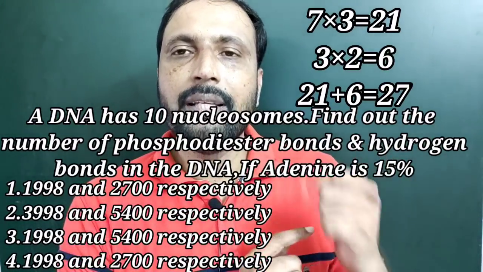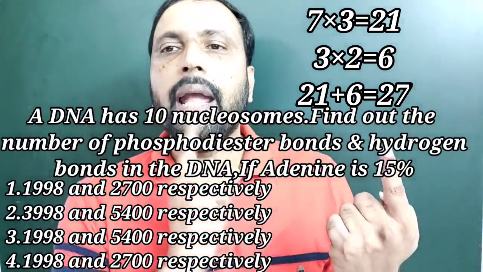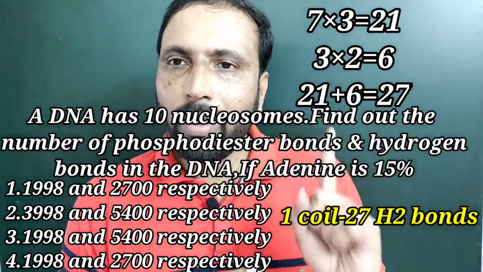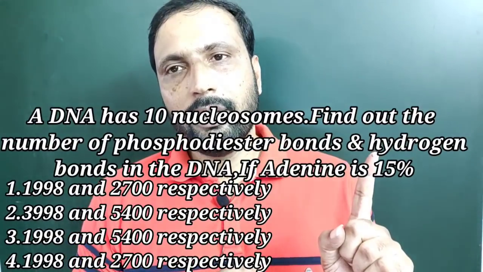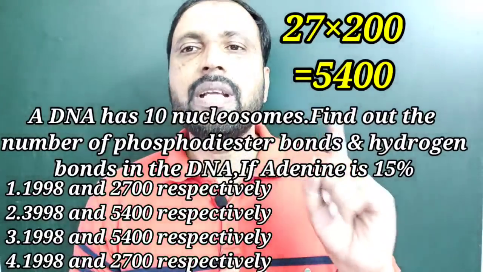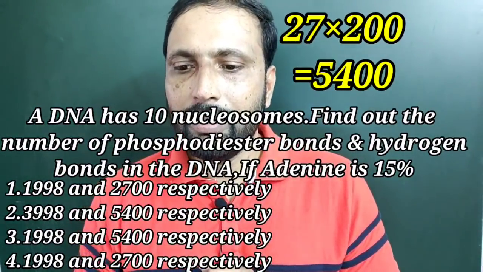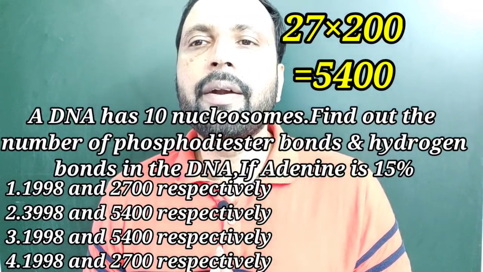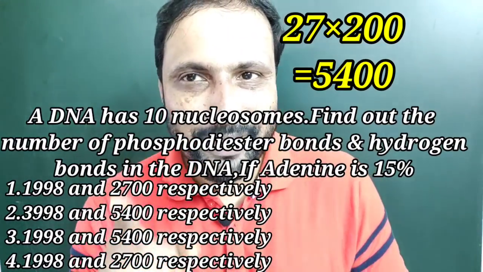6 plus 21 is equal to 27. In one coil, 27 hydrogen bonds are there. 27 into 200 coils means how many hydrogen bonds are present? 5400 hydrogen bonds. So my option is the second one.